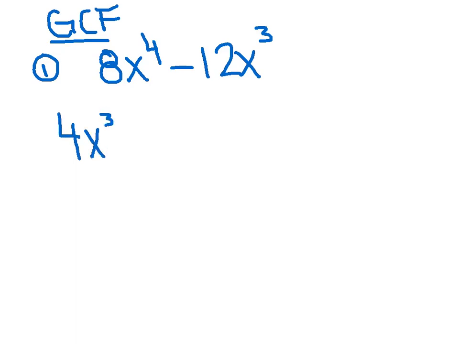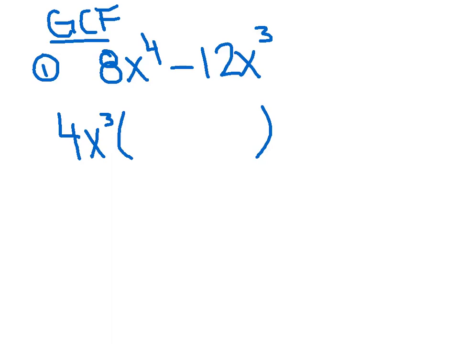If you're having trouble with your exponents, an idea that's safe to go by is you just pull out the term with the smallest exponent. You'll notice between these two exponents, 3 is the smallest one, so I pulled out x cubed. Now here comes the fun part, deciding what's left over after we factor out that 4x cubed.